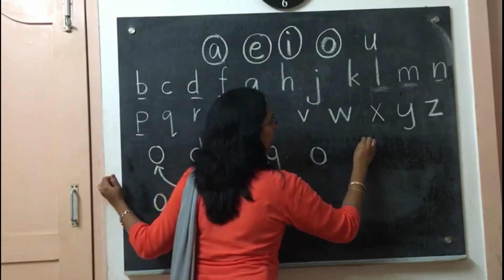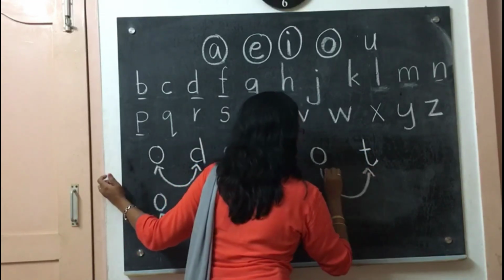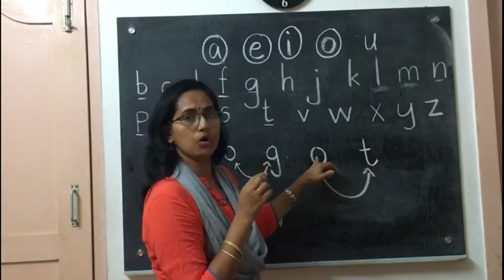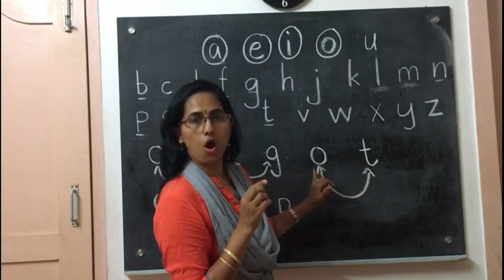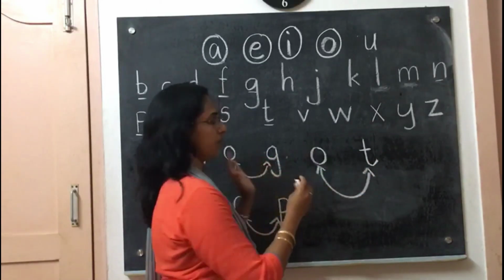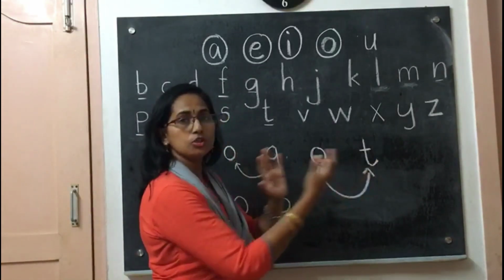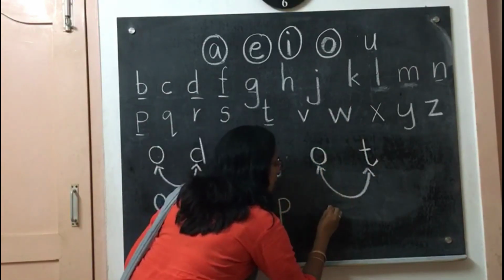O and T. So the sound of O, T. O, T, Ot. Right? This is how we will ask your child to join the letters. Little faster. Once again, I'll show you one more example.